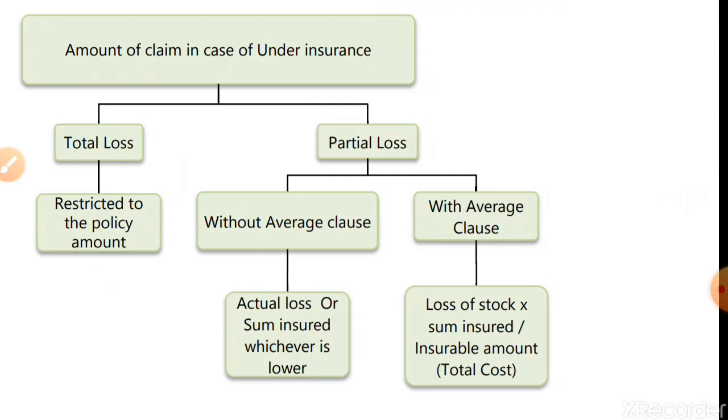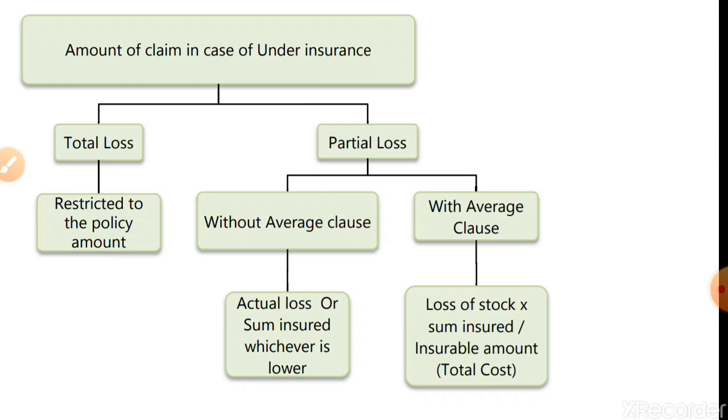So actual loss or sum insured. What is your insurance value? 1 lakh, and actual loss also 1 lakh. So 1 lakh will be given. Suppose you have salvaged only 30,000. So out of 1,50,000, 30,000 has been salvaged. So your loss is 1,20,000, but your policy is of only 1 lakh. So how much amount will be provided? Actual loss or sum insured, whichever is less. So actual loss is 1,20,000 and the insurance policy is 1 lakh. So you will get the lesser amount, that is 1 lakh.